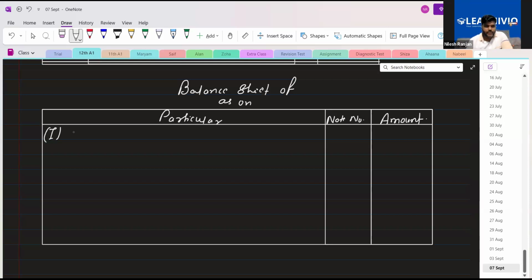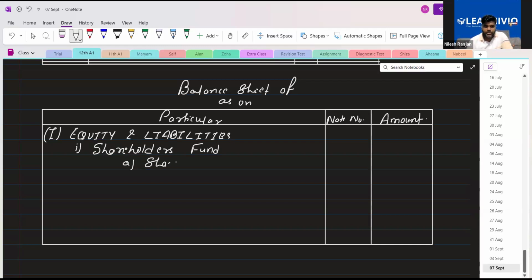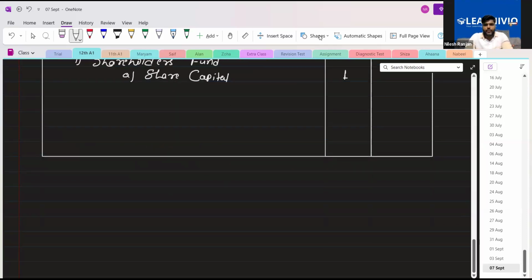The first one is equity and liabilities. So under the equity and liabilities side, the first heading is called shareholders fund. And under shareholders fund, the first one is share capital. So note number 1 will be allotted to share capital. Now we have to prepare the note.